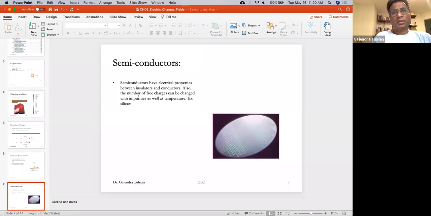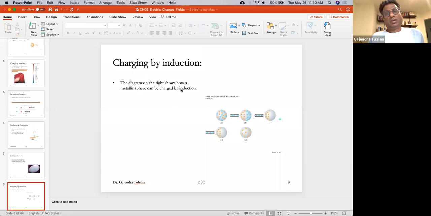Okay. So in semiconductors, the number of charges can be changed with impurities as well as temperature. This is just a little charging by induction.